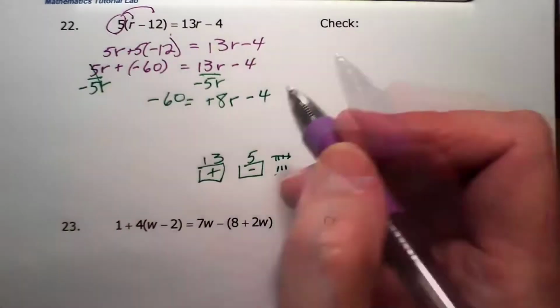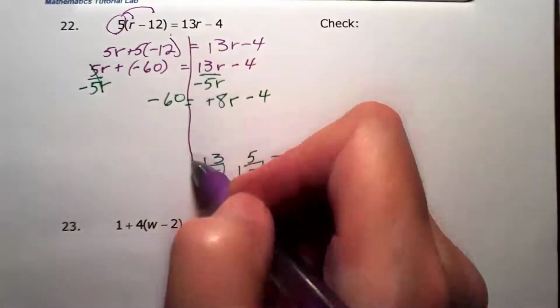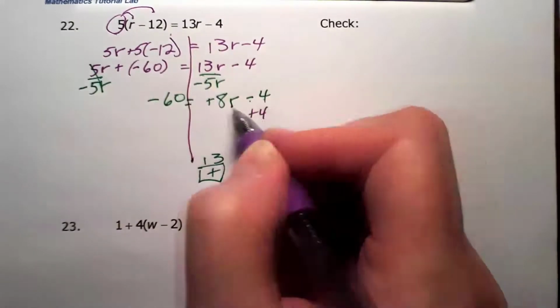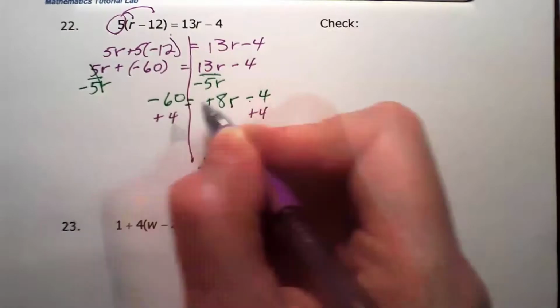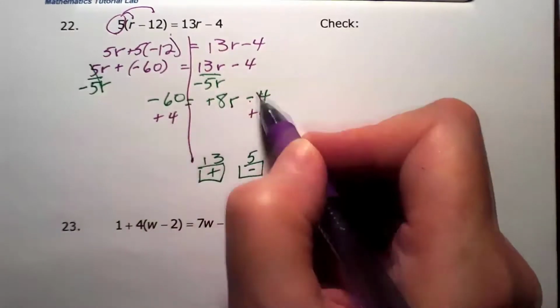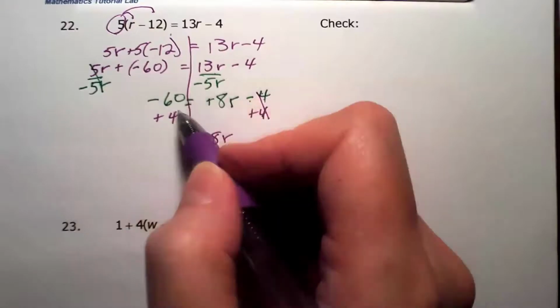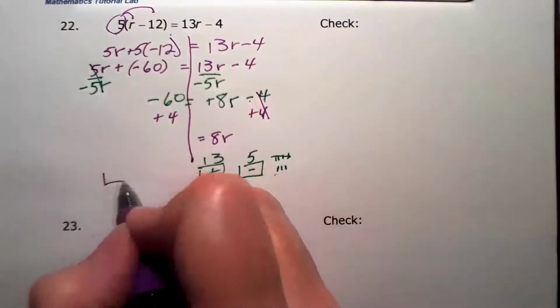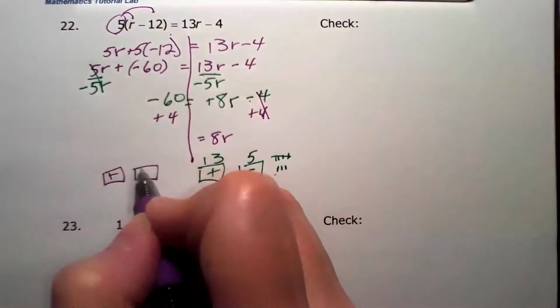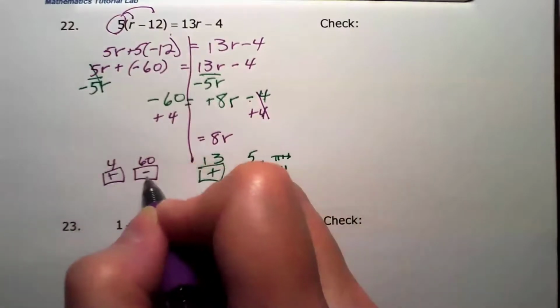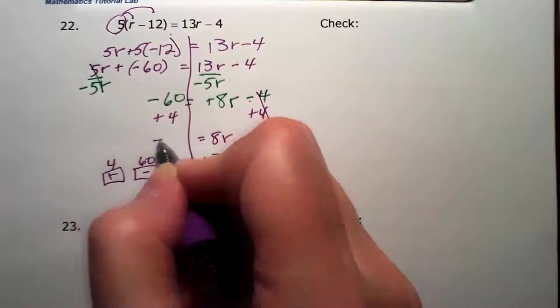So now I want the r by itself. So I want this gone, so I'm going to add 4. If I add 4 there, I add 4 here. Negative 4 and positive 4 is 0. So I'm left with 8r on this side. If I have a positive box and a negative box and 60 is in the negative, 4 is in the positive, 60 is bigger, so the answer is going to be negative.